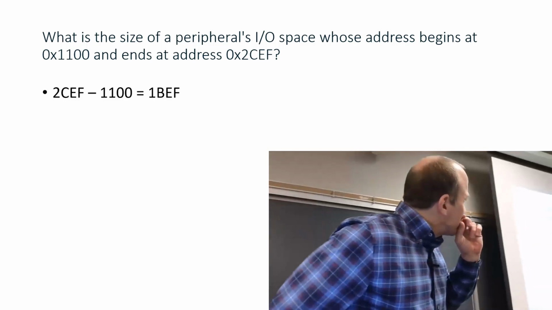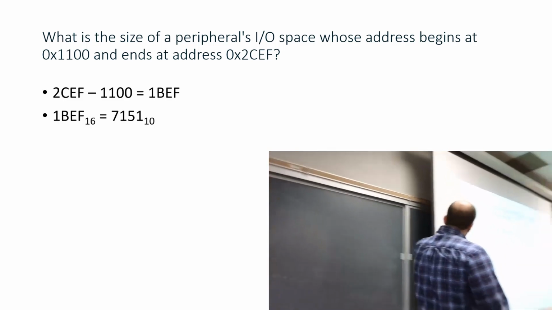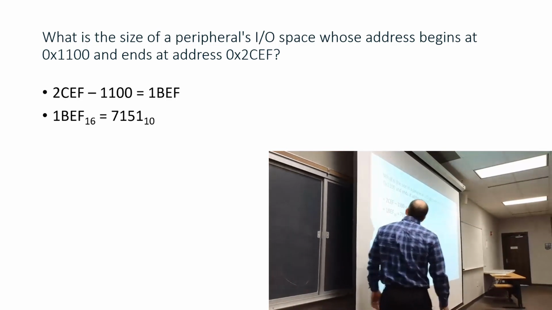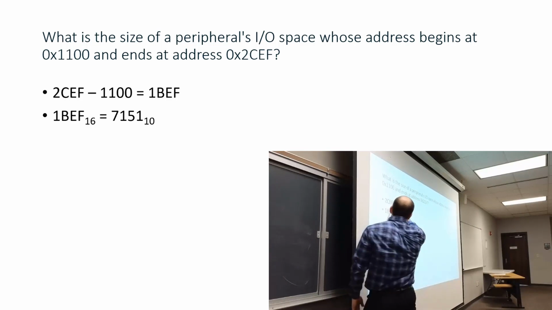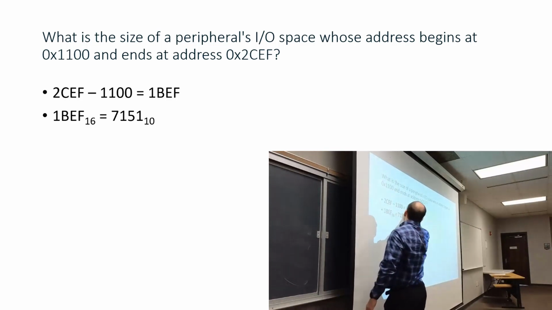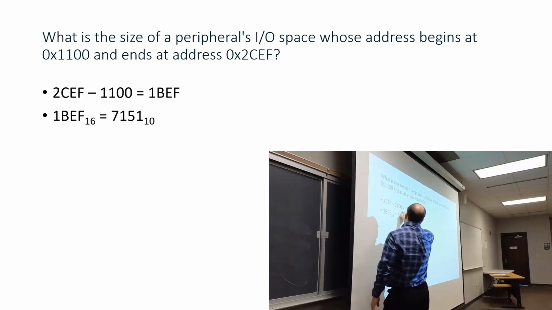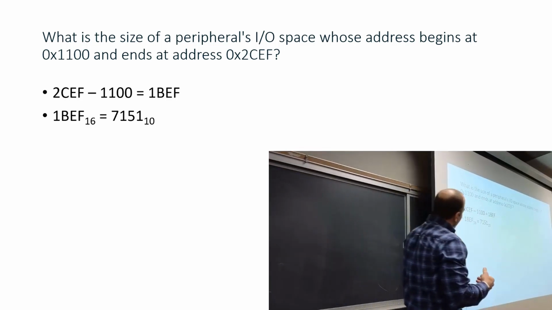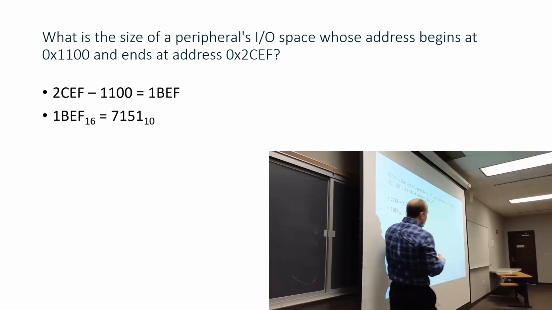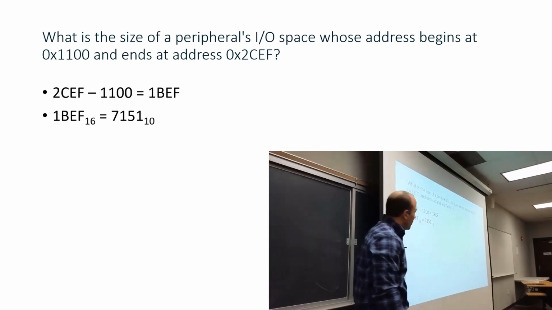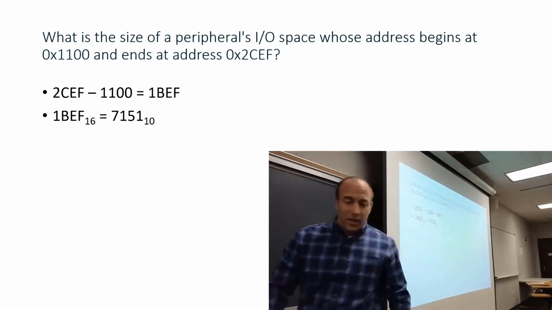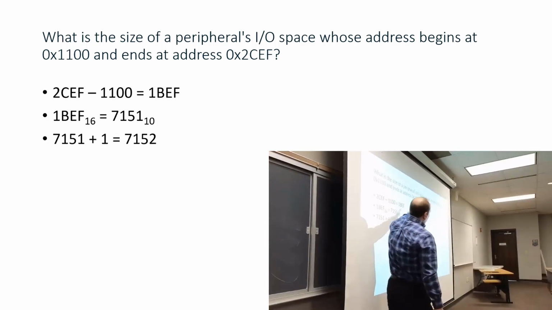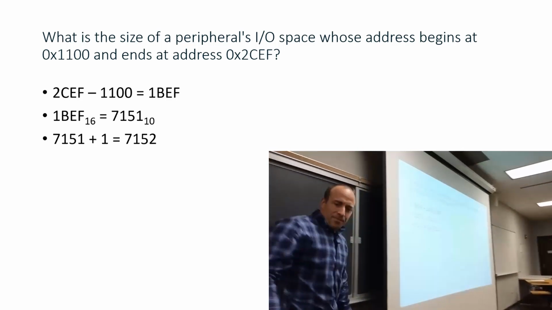So you just subtract, so I have to subtract these in hex. So you just do base 16 subtraction. So F minus 0 is F, E minus 0 is E, C minus 1 is B, and 2 minus 1 is 1. So the difference is 1BEF, and if you convert that to decimal, which I usually just use a calculator to do, it's 7,151 in base 10, and then you want to add 1 to that because these addresses are inclusive. Make sense? Okay.